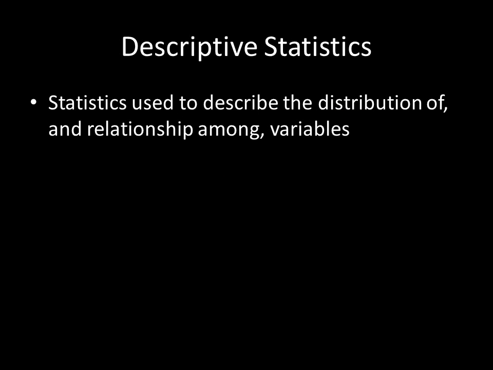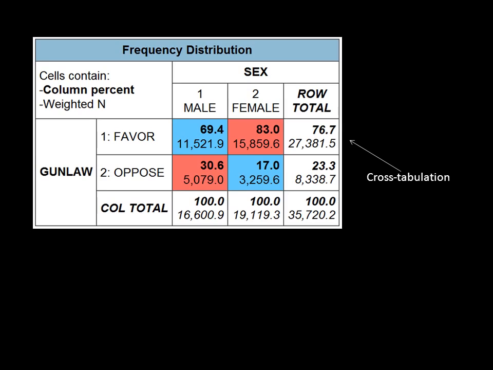In terms of the types of statistical analysis that you can conduct, descriptive statistics are those that are used to describe the distribution and relationship among variables in your study. Some of these descriptive statistics we've discussed in lectures. For instance, cross-tabulations allow you to view and test for relationships between two variables.